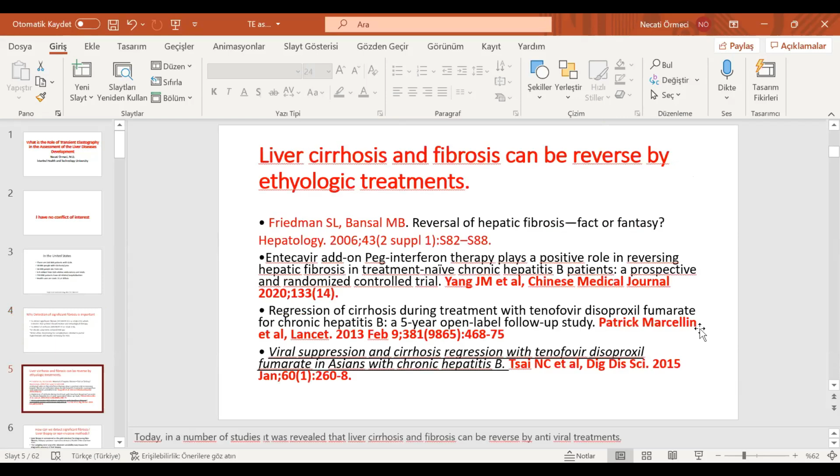As we all know, again, liver cirrhosis and fibrosis can be reversed by etiologic treatment. If you treat the patients, for example, hepatitis B patients with antiviral treatment, then this patient's fibrosis can be regressed. Hepatitis C is also the same, autoimmune hepatitis also the same. If you use anti-etiological drugs, then the cirrhosis can be reversed. There is much literature about that.